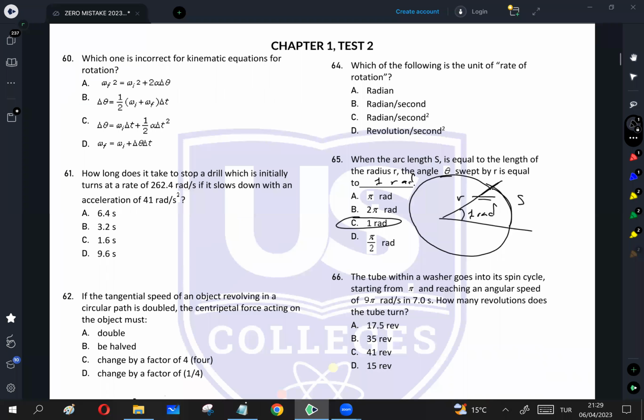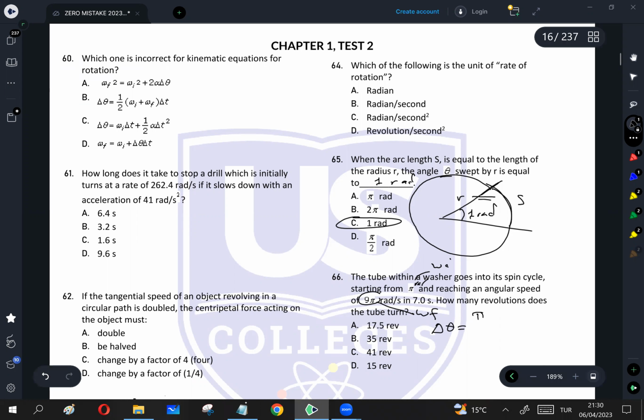The tub within a washer goes into its spin cycle starting from rest, omega initial pi radian, and reaching an angular speed of 9 pi radian, omega final. So we are going to calculate how many revolutions delta theta is equal to. So omega initial is pi radian, 9 pi divided by 2 is the initial plus final divided by 2 multiplied by delta t.